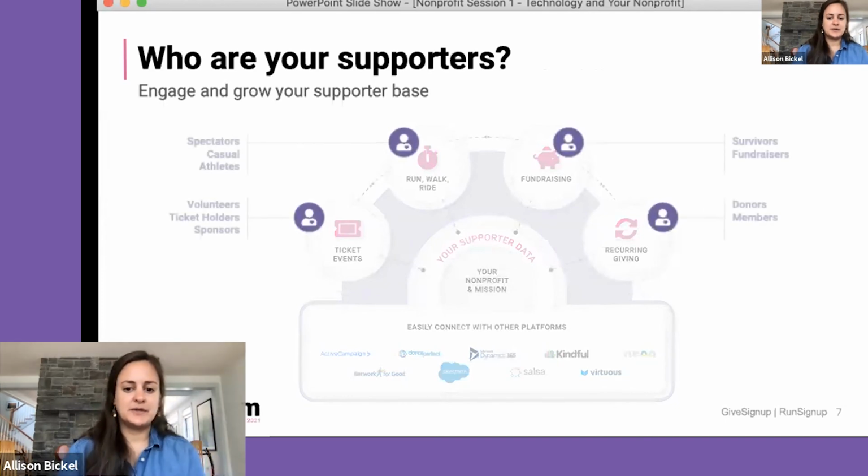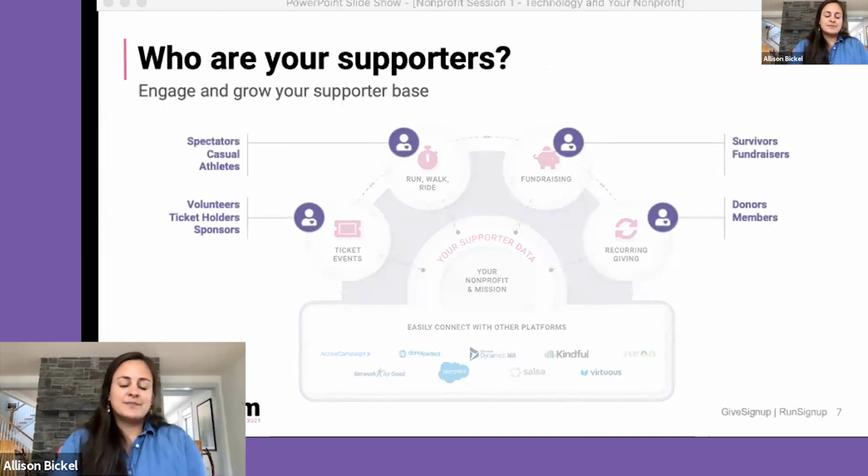So who are your supporters? We see nonprofits having all different types of supporters, and these people could be people that come to your annual fundraising 5K. They could be people who are volunteering either for your programs that you offer or at events that you have. They could be people who make donations, either recurring donations or one-time donations, fundraisers, corporate sponsors that support your different fundraising events and mission.